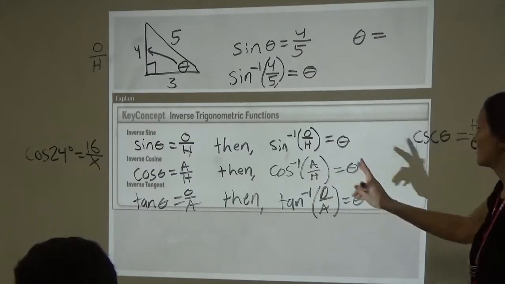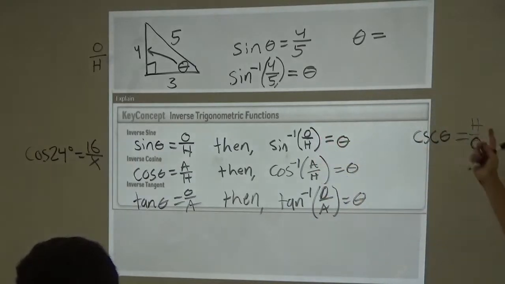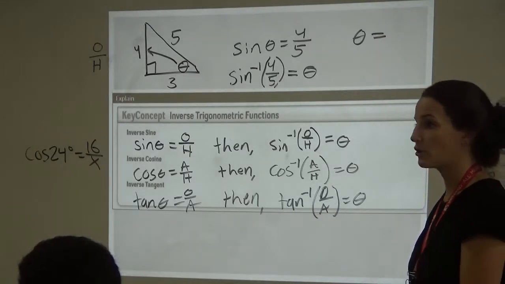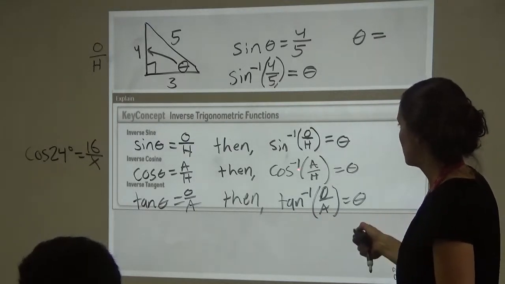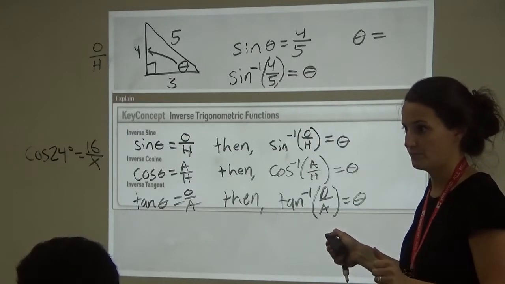So notice, inverse sine, I switched theta and O over H. Cosecant, I switched O and H. I didn't touch theta. Okay? So the reciprocal functions are these. The inverse functions are these. Those are different. Cool? Okay.